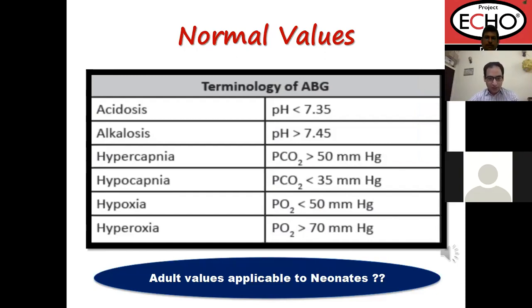These are the common nomenclatures. All these values are, however, derived from the adult population. Whether they are really applicable to neonates, we don't have any definite answer. As of now, we are continuing with these values even in neonates, but these are not from the neonatal population. These have been derived from the adults. Next slide, please.